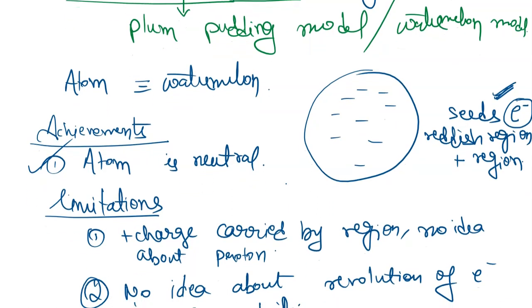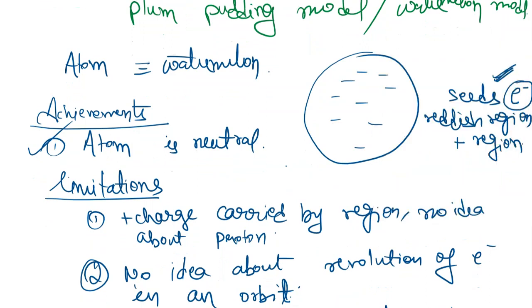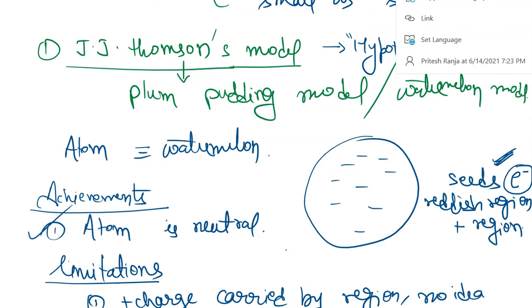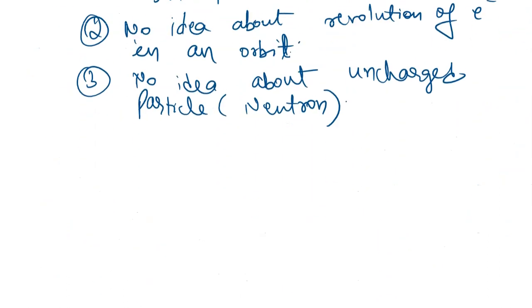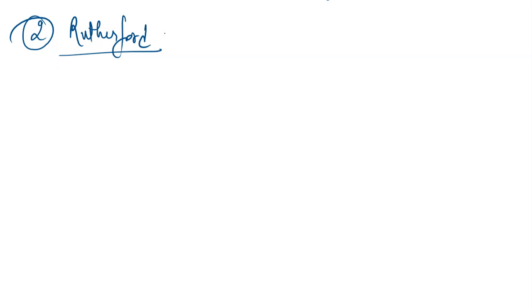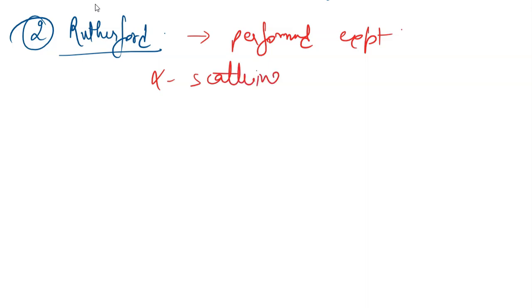Now, to overcome these limitations, there was another theory given by Rutherford. To overcome the limitations of J.J. Thomson's model, Rutherford performed an experiment. And what was his experiment? It was the alpha scattering experiment.